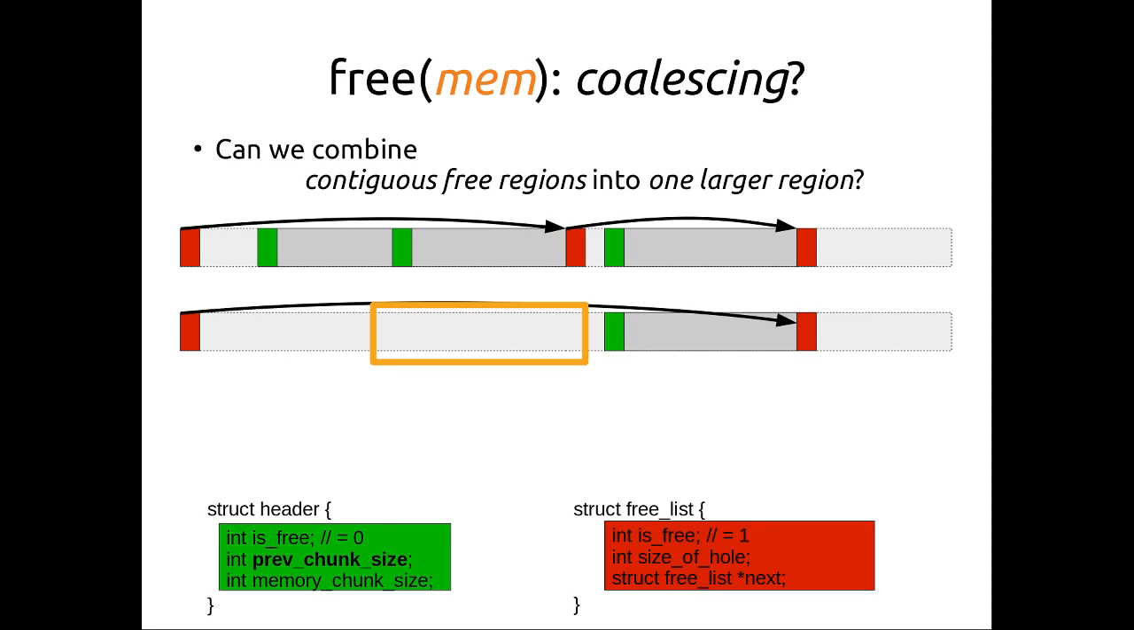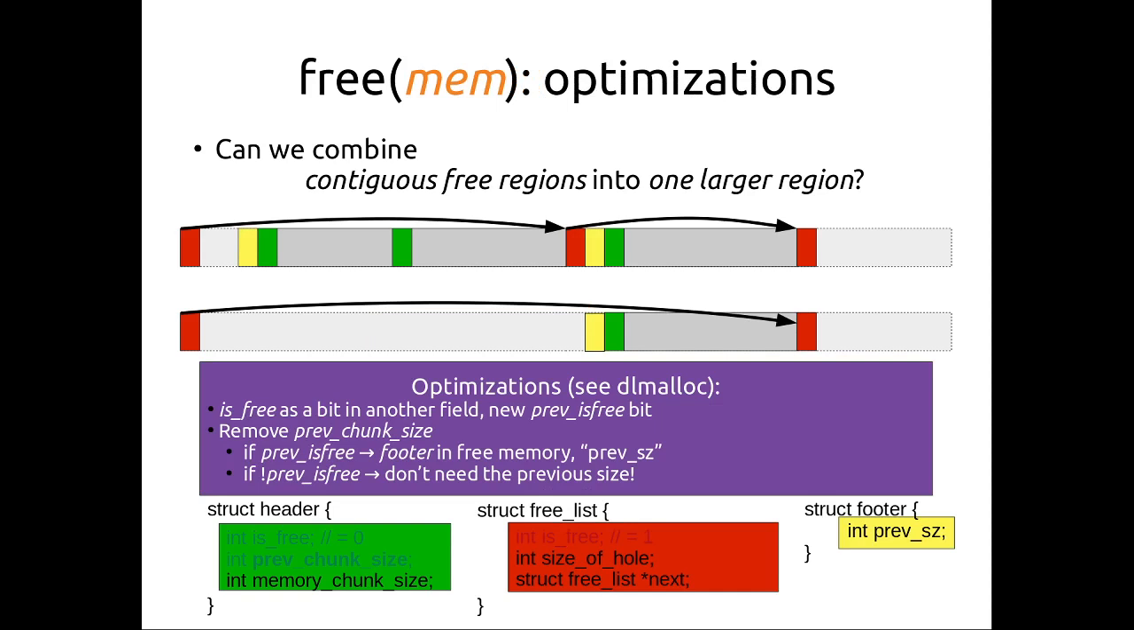Now I'm going to dive into some of these optimizations that I was referring to. And if you want to see a tour de force in applying a lot of these optimizations, see DL malloc, Doug Lea's malloc, which is the prototypical implementation of this style of a memory allocator.